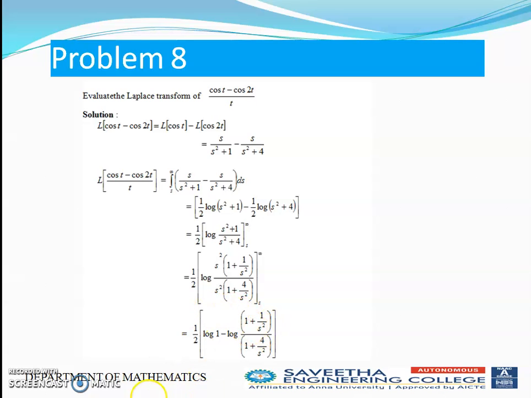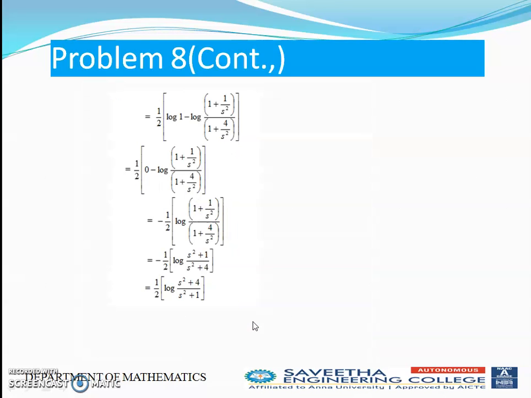For that purpose we write, taking s squared outside here, and then apply the limit s goes to infinity. Anything by infinity is 0, so here is 1, here is 1, and log of 1 by 1 is 0. For the lower limit s goes to s, we take the same result: log of 1 minus log of (1 plus 1 by s squared) divided by (1 plus 4 by s squared). Log 1 is 0, the remaining term we write as it is. Then take the LCM: minus 1 by 2 into log of (s squared plus 1) divided by (s squared plus 4). Here minus is given, so take the reciprocal: 1 by 2 into log of (s squared plus 4) divided by (s squared plus 1).